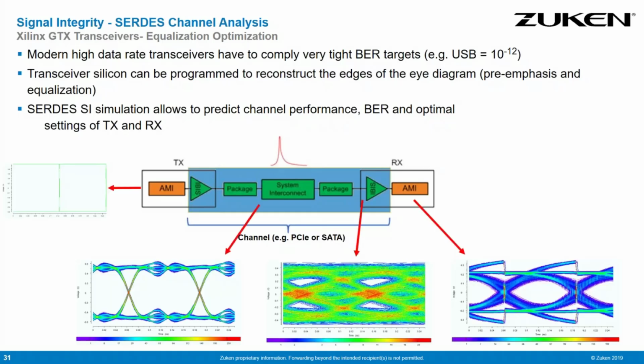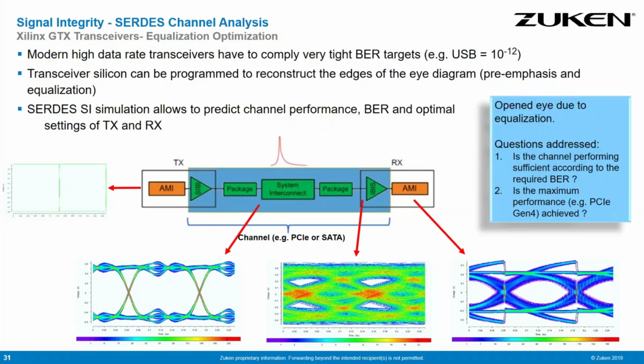So here, simulation can help to predict the eye openings, and it can also predict the impact of these tuning mechanisms within the silicon. And as we cannot put a measurement probe within the silicon, this is a situation where simulation very likely is unique in providing you, before building the prototype, early information on the electrical performance. And this allows you to figure out, is my channel complying with the required bit error rate? And is my channel operating at the performance I'm aiming for? If I'm implementing PCI Express Gen 4, I don't like to have it only operating at PCI Express Gen 1 or Gen 2.